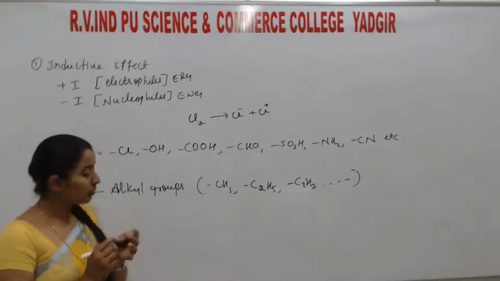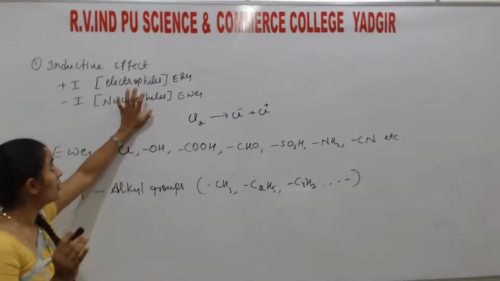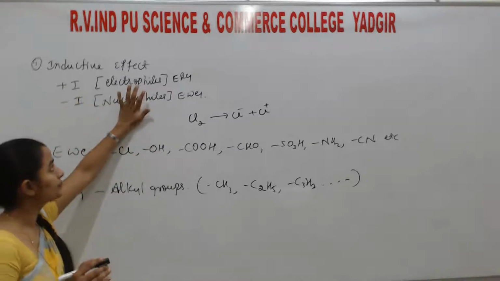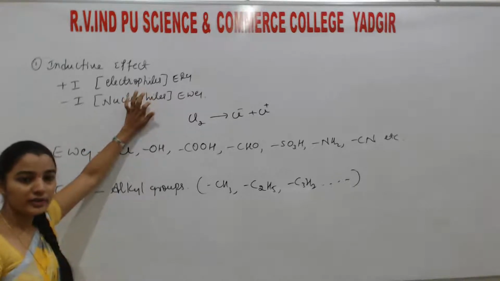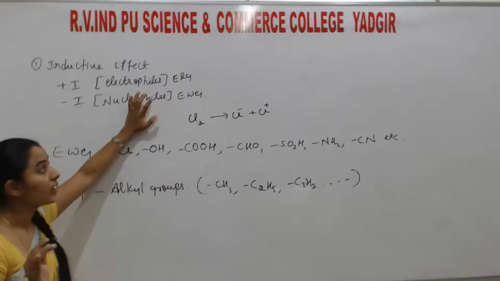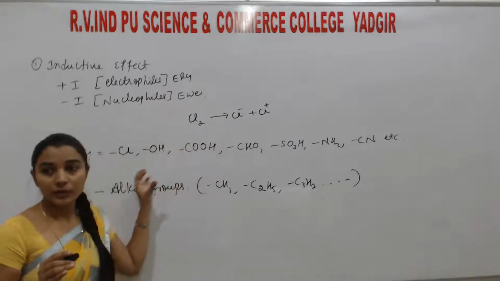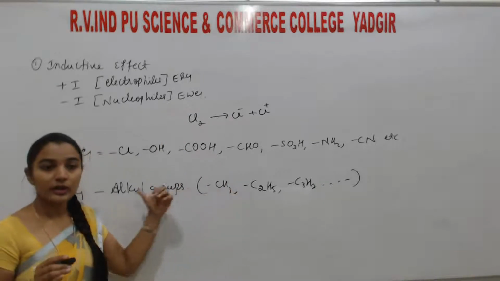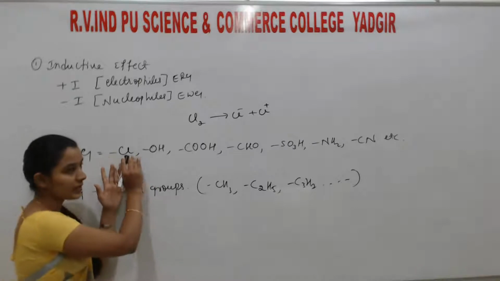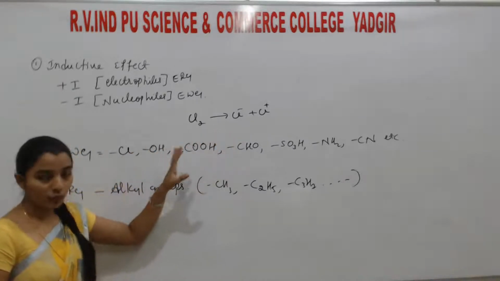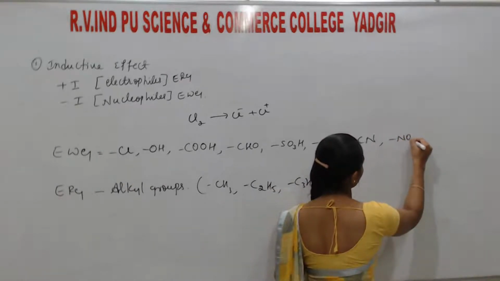So the common idea about this plus I and minus I effect is that if electrophiles are attached, then it exhibits plus I. If nucleophiles are attached, then it exhibits minus I. But the terms nucleophile and electrophile don't completely define the electron withdrawing and electron releasing character of the groups. So listen, Cl minus, as I told you, Cl plus is there, or NO2 is there. NO2 is also an electron withdrawing group.